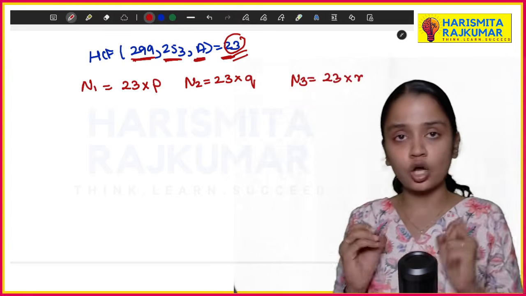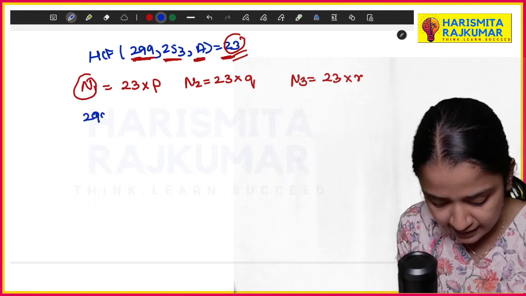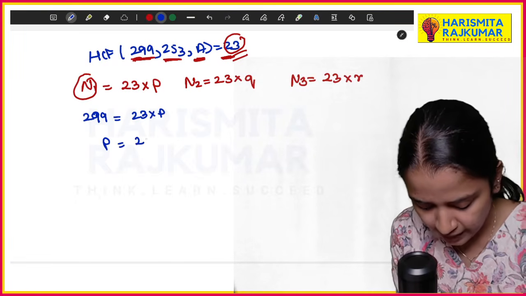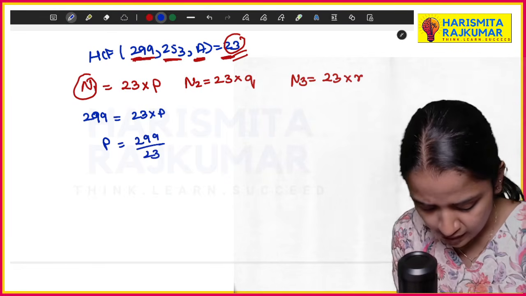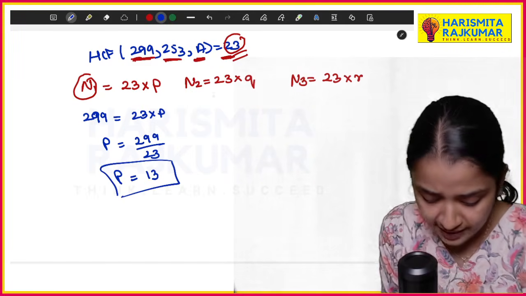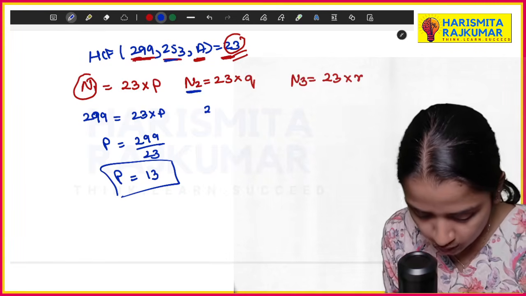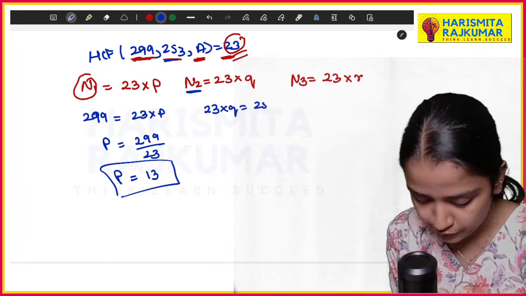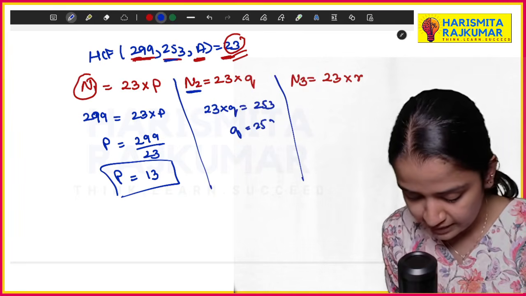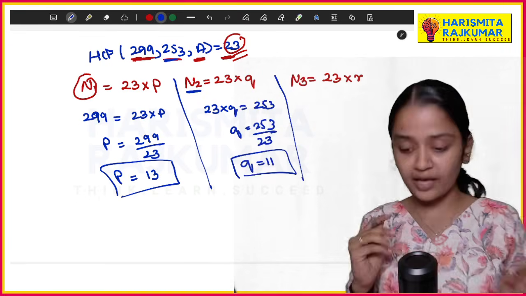So this A is your number. I know my number 1 is 299, so 299 is equal to 23 into P. So P is equal to 299 by 23, and P is nothing but 13. Then same way N2, you know it is 253, so 23 into Q is 253. Then you will get Q as 253 divided by 23, so Q will be nothing but 11. I hope you got it.